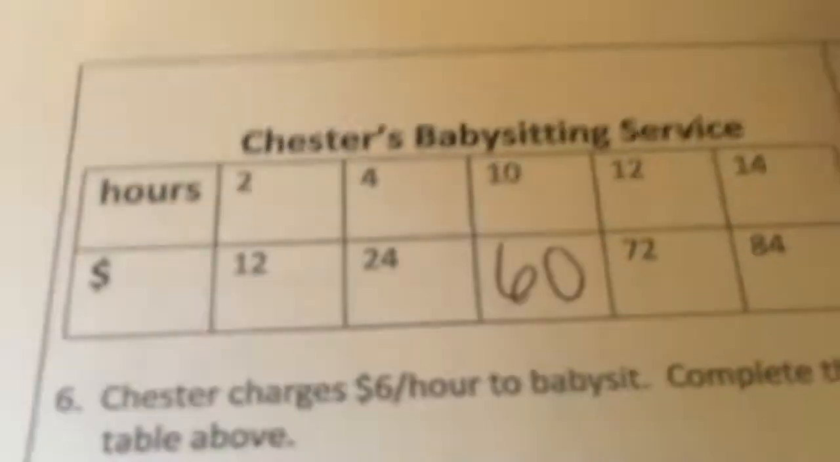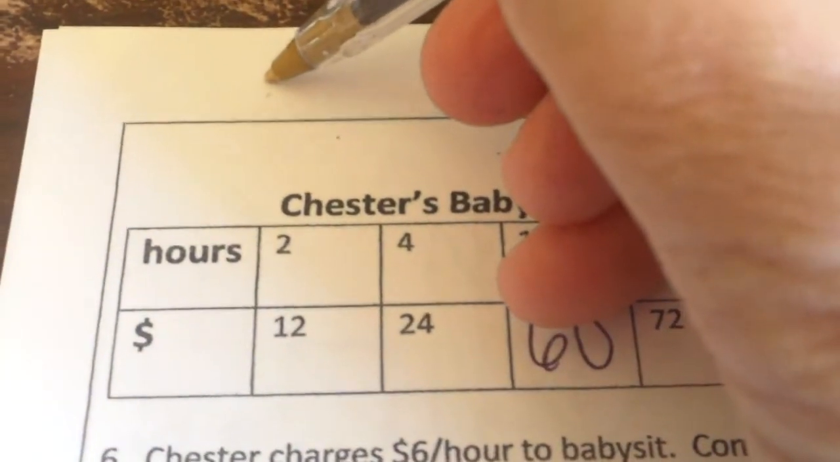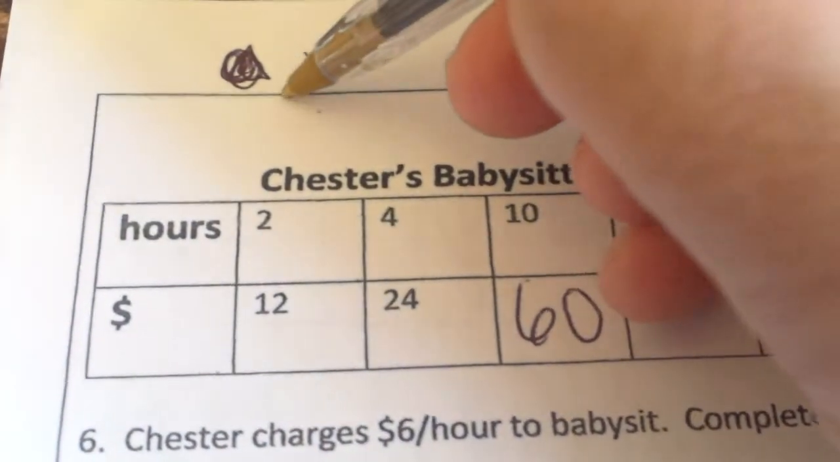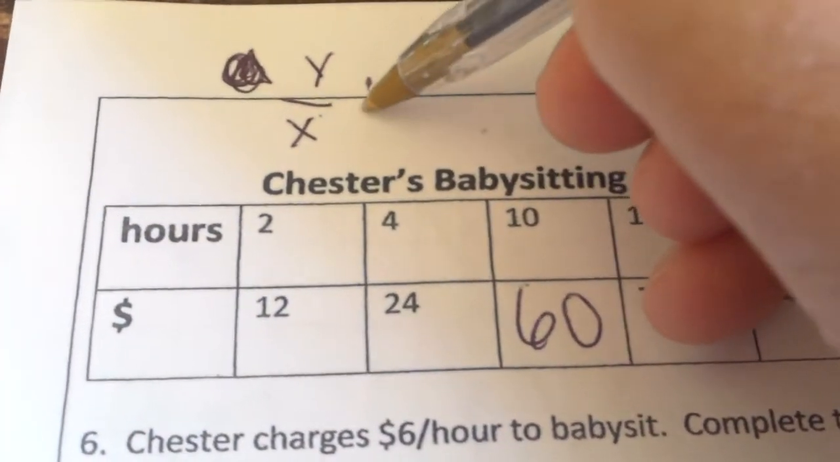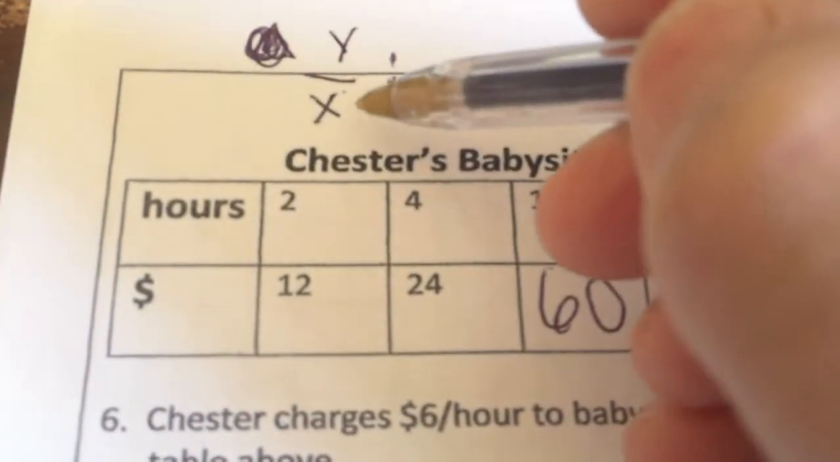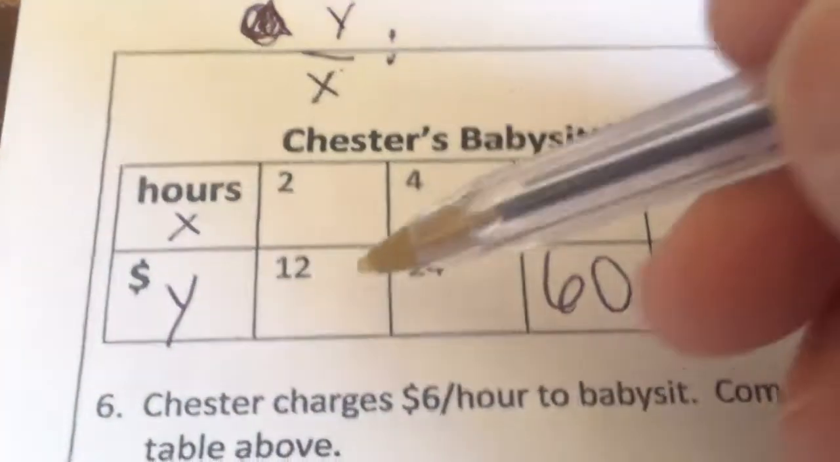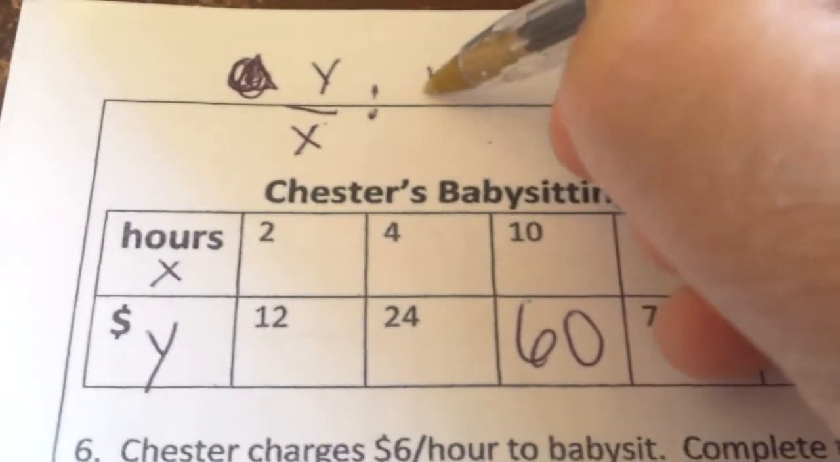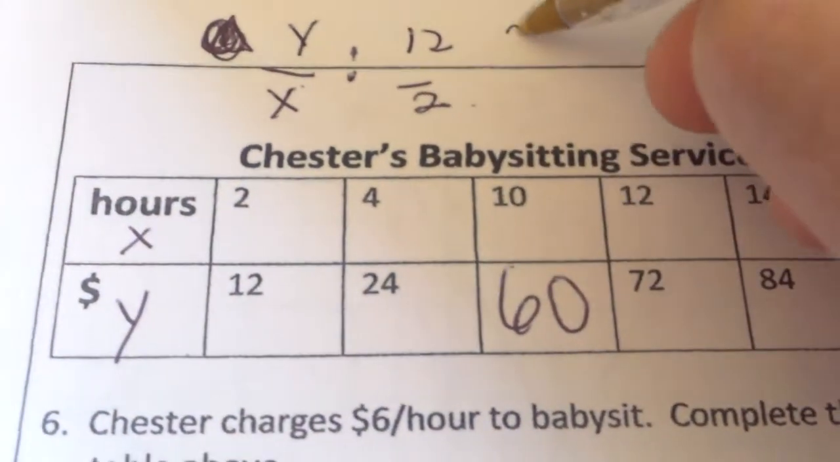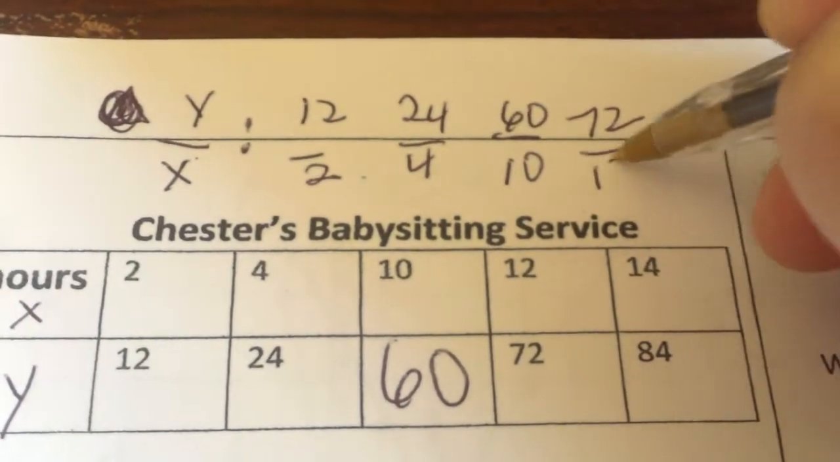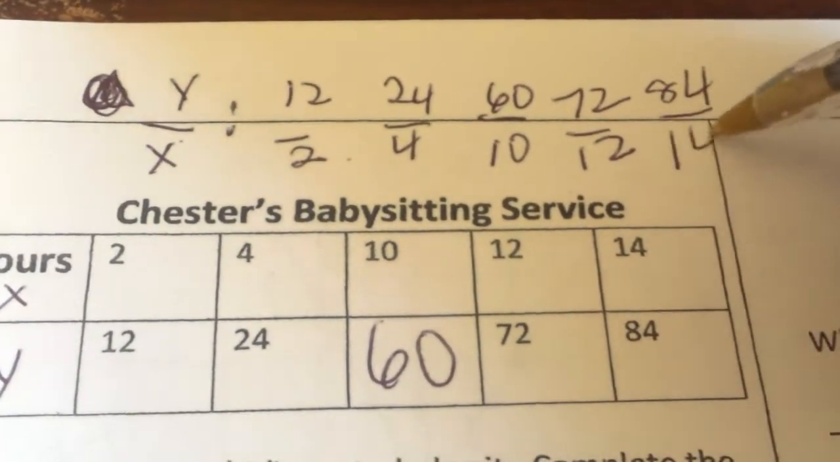Well, let's look at the relationship in the table. Let's look for a constant of proportionality. So we're going to look at not the changes, but just the ratio of y to x. Now remember, y is dependent upon x. The amount of money you make is dependent upon the number of hours that you work. So these are the y's. So we have 12 over 2, 24 over 4, 60 over 10, 72 over 12, and 84 over 14.